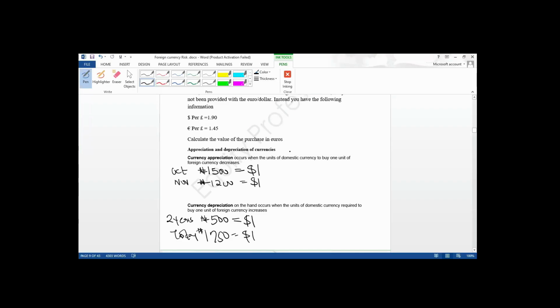We have discussed spot rates. We have discussed forward rates. We have discussed cross rates. Our next discussion, currency appreciation and currency depreciation.